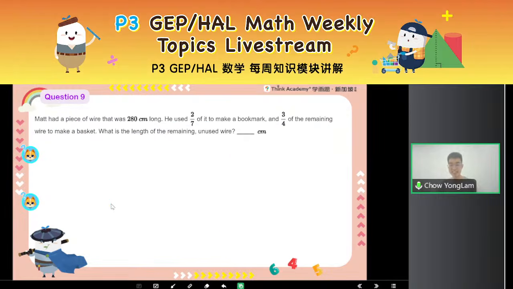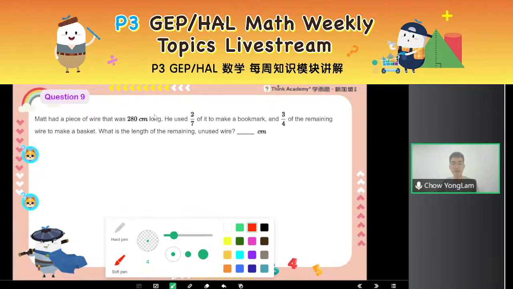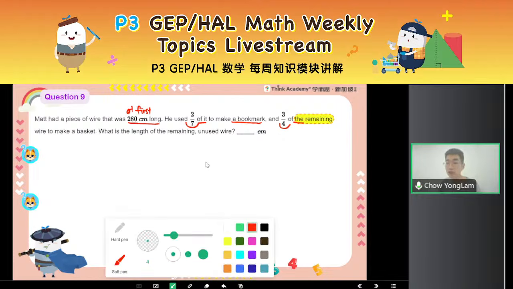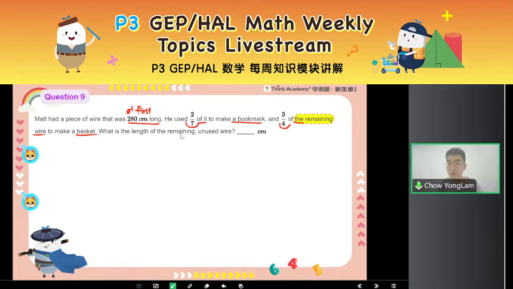Now, the next question is saying that Matt had a piece of wire that was 280 cm long, right? So this 280 cm is the total length at first. Then he used 2/7 of it to make a bookmark, and 3/4 of the remaining wire to make a basket. What is the length of the remaining unused wire? At the end, there is still some part that is not being used. How much of it?